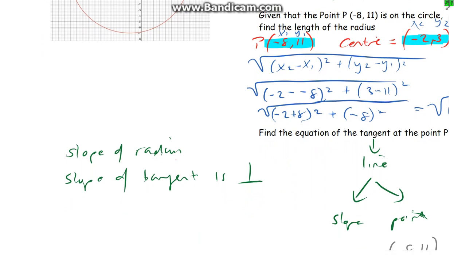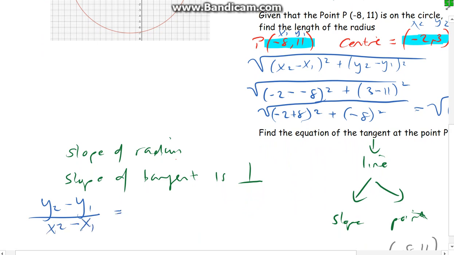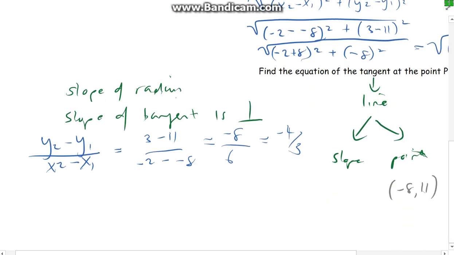So our formula was y2 minus y1 all over x2 minus x1. So that gave us 3 minus 11 all over minus 2 minus minus 8, which was equal to minus 8 over plus 6, which is minus 4 over 3. So the slope of the radius was equal to minus 4 over 3. I'm sorry, I'm kind of rushing this. I'm on a time limit here. I've only a minute left to do this.